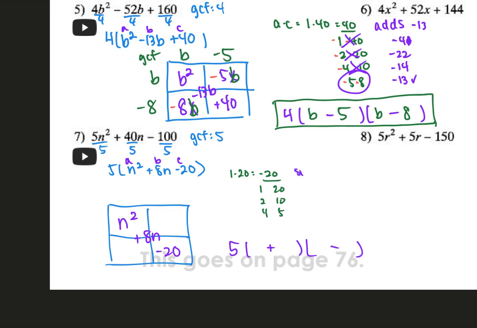And in this case, we're subtracting to make our middle term, since we know one has to be positive, one has to be negative. Okay, so 1 minus 20 is negative 19. 20 minus 1 is 19, so it's not this one. 2 minus 10 is negative 8. 10 minus 2 is positive 8. So it's going to be 10 and a negative 2. So 10n and negative 2n.